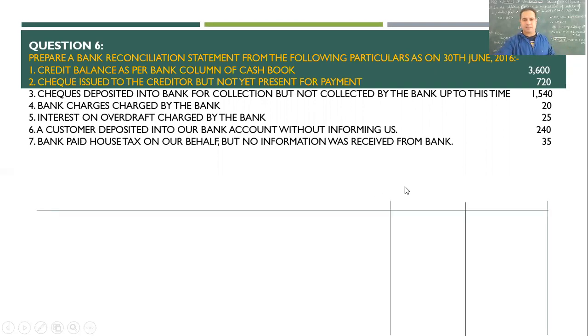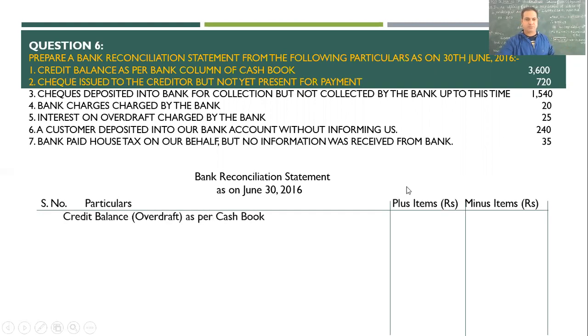First we make the format. Credit balance or overdraft balance as per cash book goes to the minus side of the BRS. Cheques issued to the creditor but not yet presented for payment. Next transaction is we have issued some cheques of rupees 720 but not presented in the bank. If we issue any cheque, we deduct it from the cash book, but in the bank it is not present. So the balance of the bank is higher than the cash book. So we will add it to the BRS.